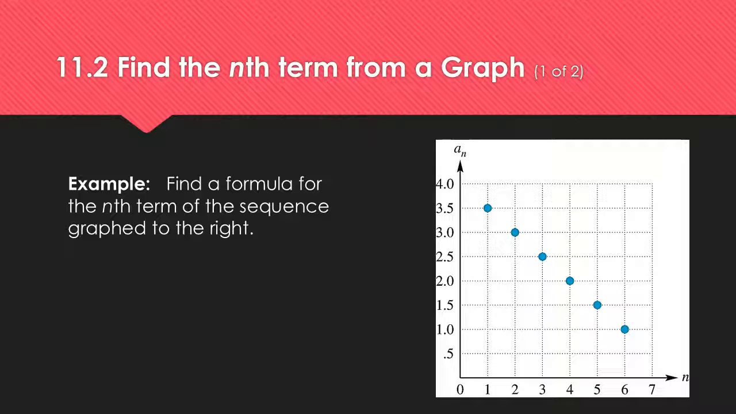Now we're going to find the formula for the nth term of the sequence that's graphed to the right. Now remember, if you can figure out the y equals mx plus b equation, you know the common difference. Pause the recording, think about this, give it a try, and resume to check your answer.